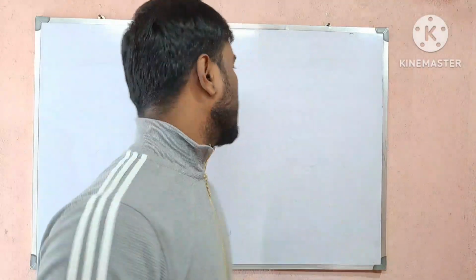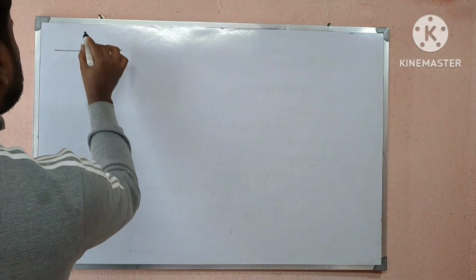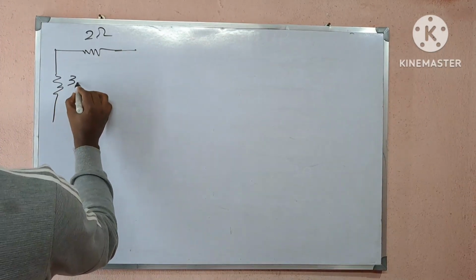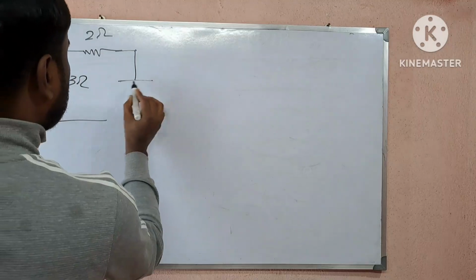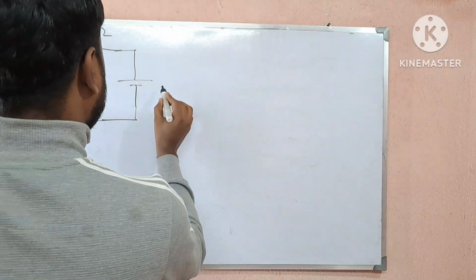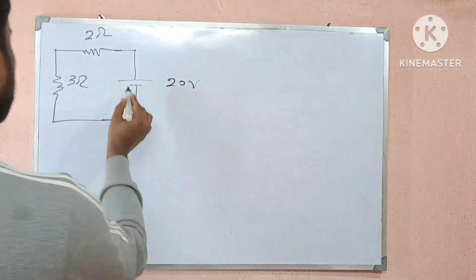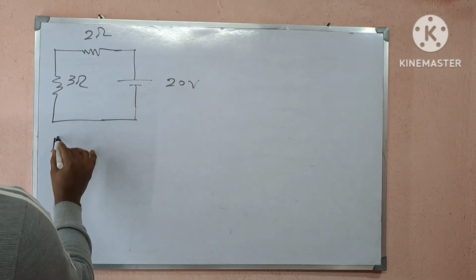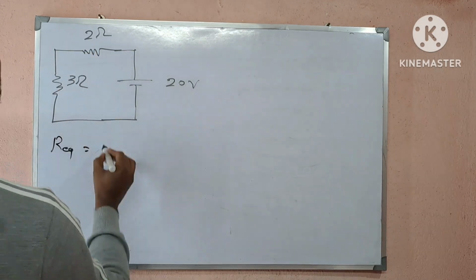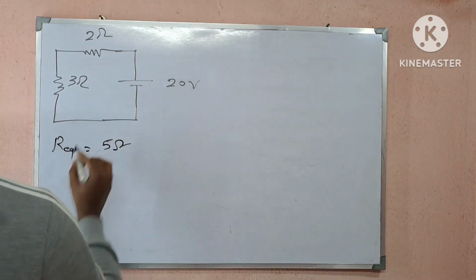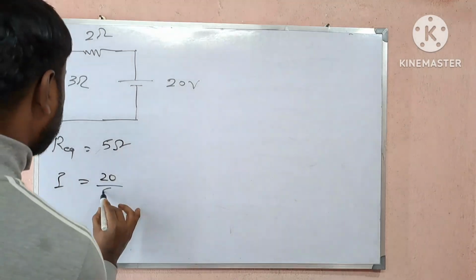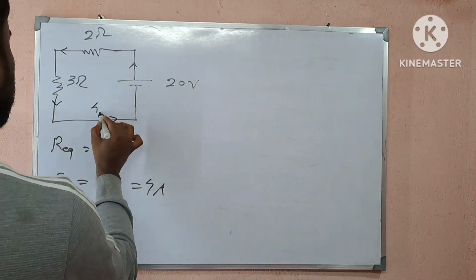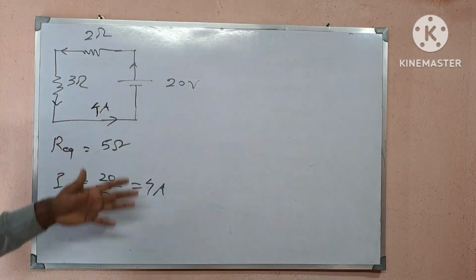Now we will apply KVL. So let's say this is a 2 ohm resistor, this is a 3 ohm resistor, and this is a battery having 20 volt. So what will be the current flowing through the circuit? Sir, this is very simple. We can easily calculate R equivalent will be 3 plus 2, 5 ohm, and so current I will be 20 by 5, that means 4 ampere. We can easily calculate it, sir. That will be 4 ampere. Okay, we can easily calculate, but now KVL is there.